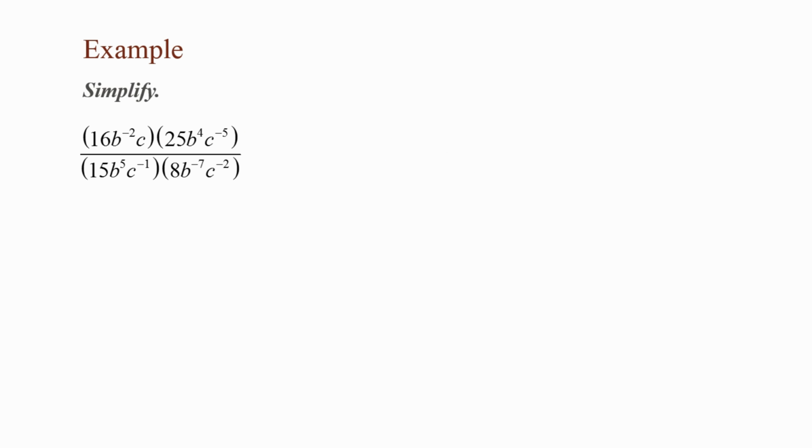In this example, I want to simplify in parentheses 16b to the negative 2c times parentheses 25b to the 4th c to the negative 5 divided by in parentheses 15b to the 5th c to the negative 1 parentheses 8b to the negative 7 c to the negative 2. By order of operations, my first step is to multiply. So 16 times 25 gives me 400. B to the negative 2 times b to the 4th gives me b to the 2nd. C times c to the negative 5 gives me c to the negative 4.